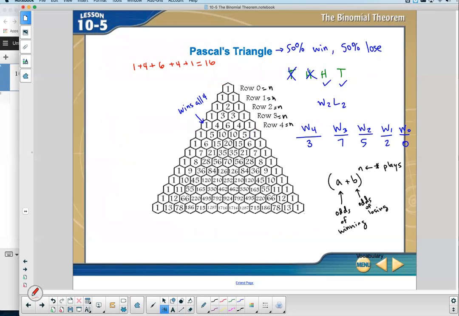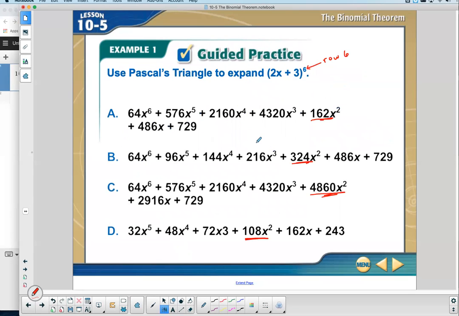We'll go to row 6 on the triangle and see what numbers we should have. Okay, so let me go to this triangle. So find row 6. What are our numbers here? I want you to get them down. 1, 6, 15, 20, 15, 6, 1.